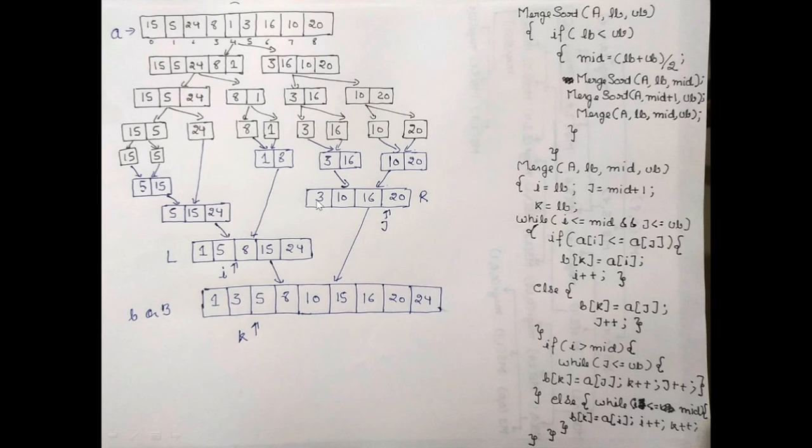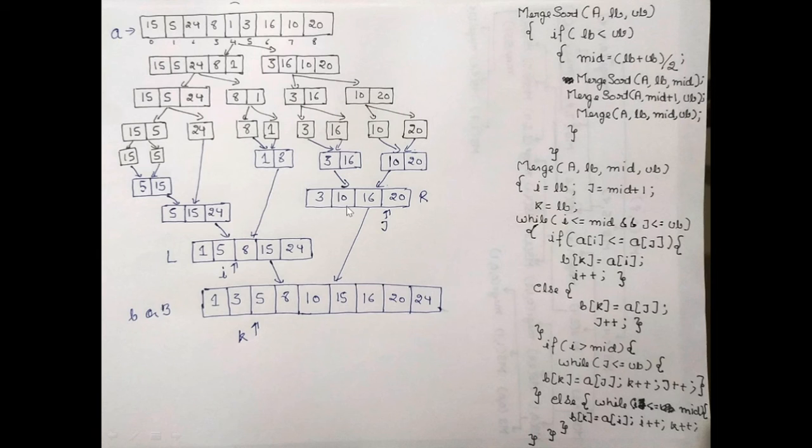Again 5 and 3 will be compared, but this time the j value which is pointing to 3 is less than 5, so instead 3 will be copied here in the b, and the value of j will increment to 10. So j is now pointing to 10 and I is pointing to 5. Now again 5 and 10 will be compared. 5 is less than 10, so 5 will be copied, I will increment to 8 and j will remain the same. Again a of I, that is 8, will be compared with a of j, which is 10.